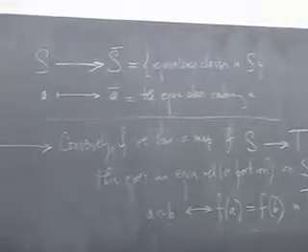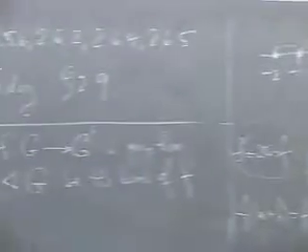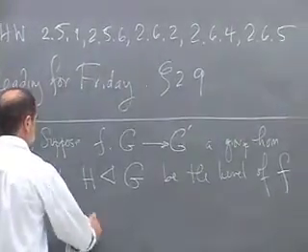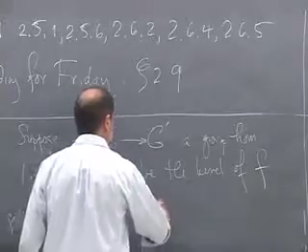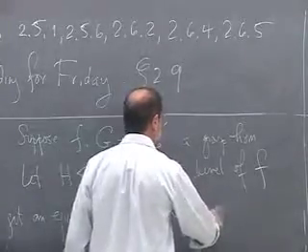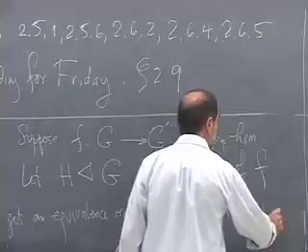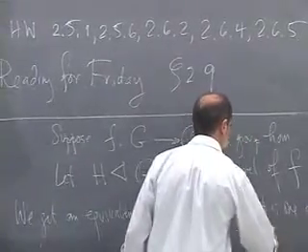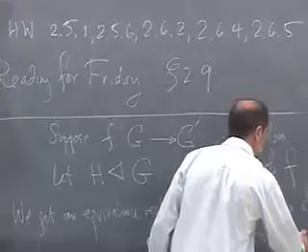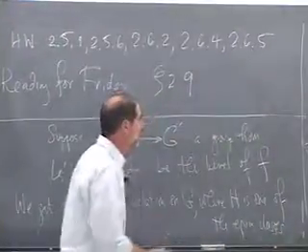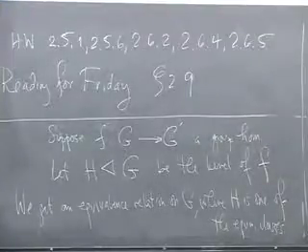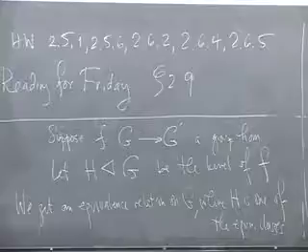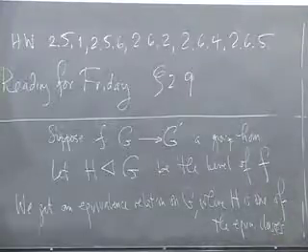We get an equivalence relation on G where H is one of the equivalence classes. Namely, anytime we have a group homomorphism, we get a partition of G into pieces, and one of the pieces is the kernel of the homomorphism. Why?